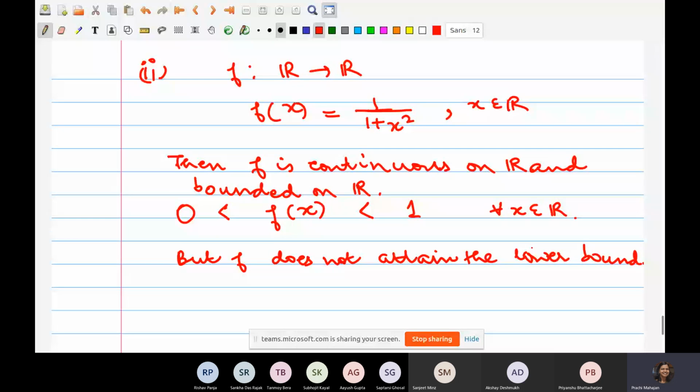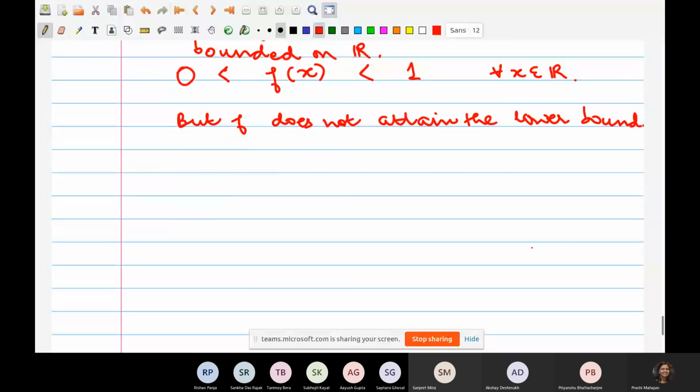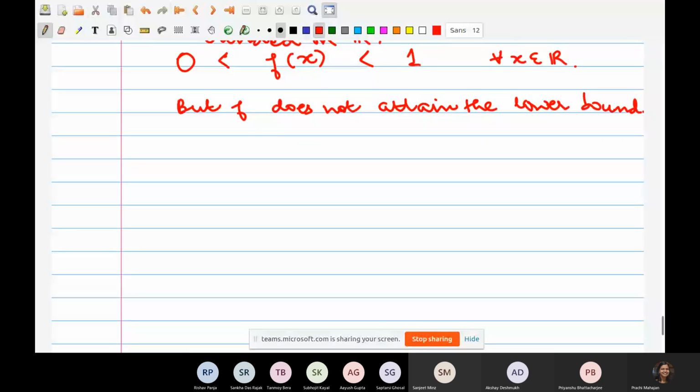Okay. So let me just revisit the concept of continuity here. So recall, are there any questions in what we discussed so far? Please ask if there are. So meanwhile, I'm just recalling the definition of continuity between two metric spaces.